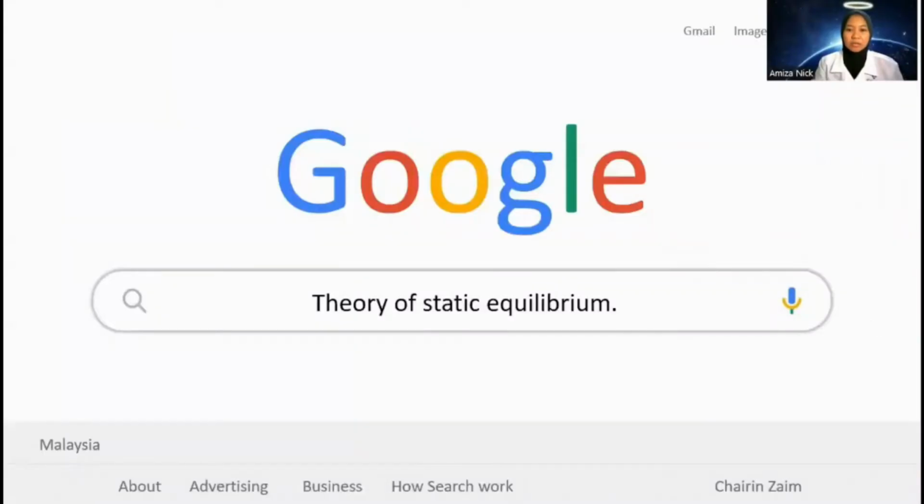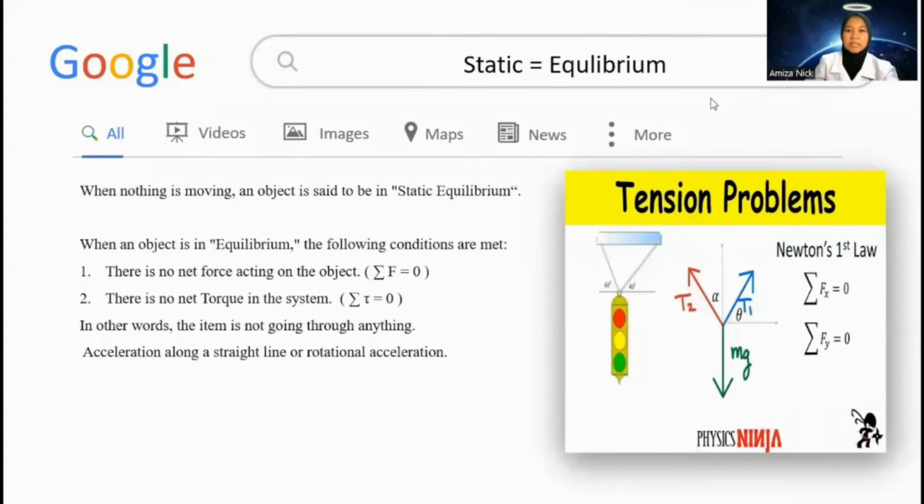Theory of static equilibrium. Static is the same as equilibrium. Statics is the study of forces acting on an object that is either at rest or moving at constant speed in a straight path. We may say that an object at rest is in equilibrium. Static equilibrium is described by Newton's first law. So an object in static equilibrium has zero net force acting upon it.